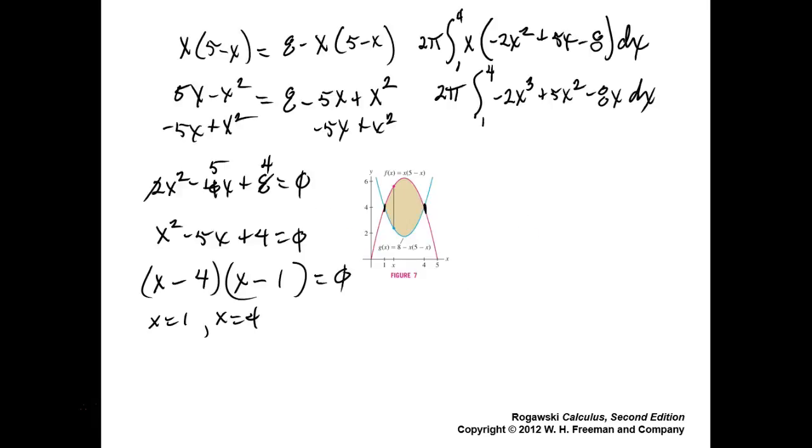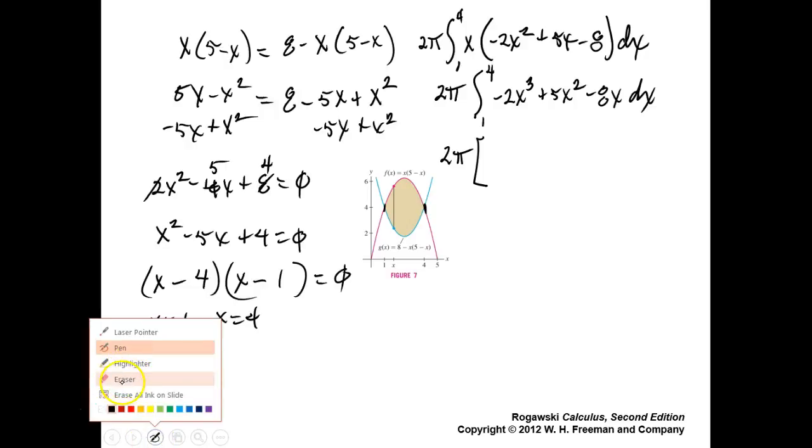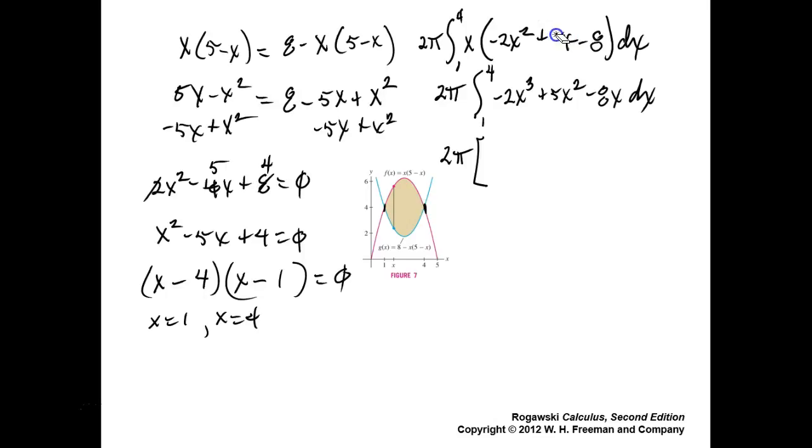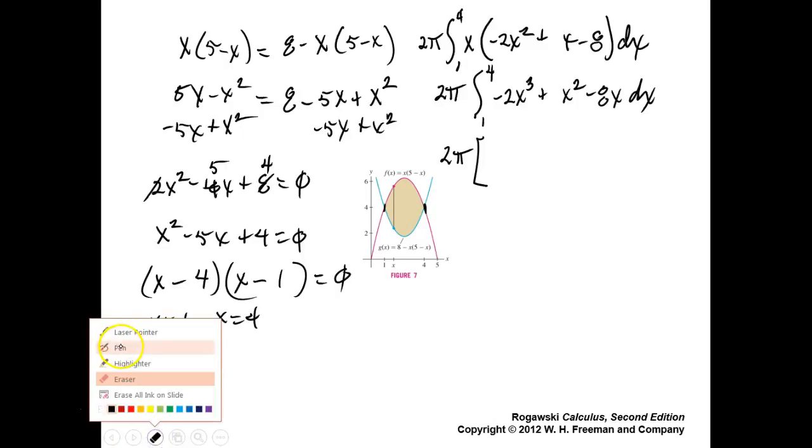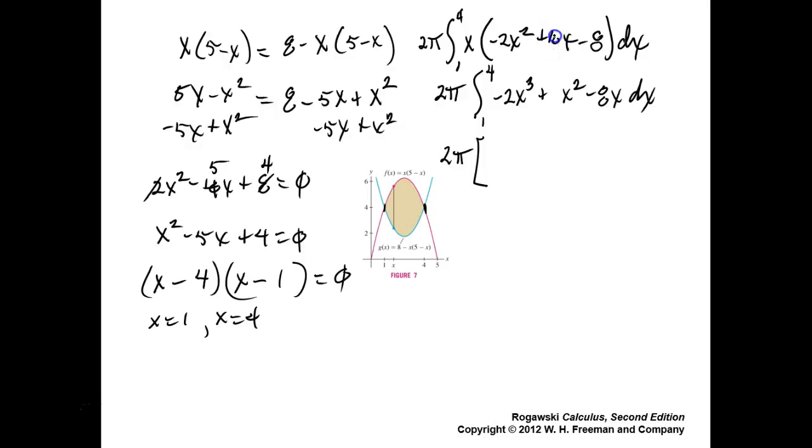Let's do the integral. 2 pi times... I think it's going to be 10x, right? Not 5x. Oh, it was 10x. Yeah, I wrote the wrong number down, didn't I? This is a 10. I got the other two corrected, but I didn't get that one. Thank you, that saves me some grief later. 10x.